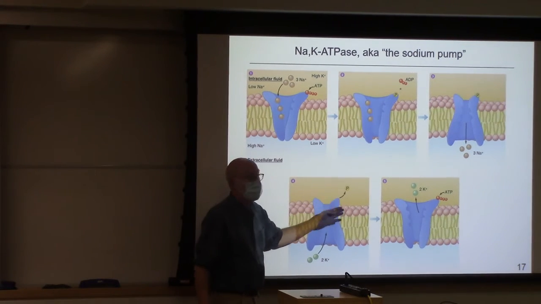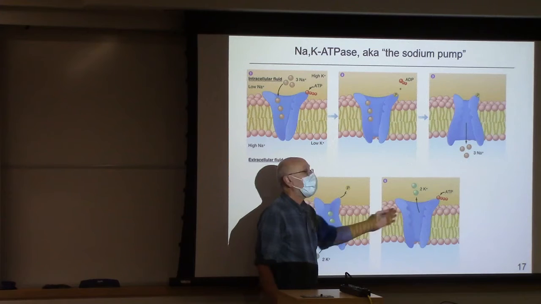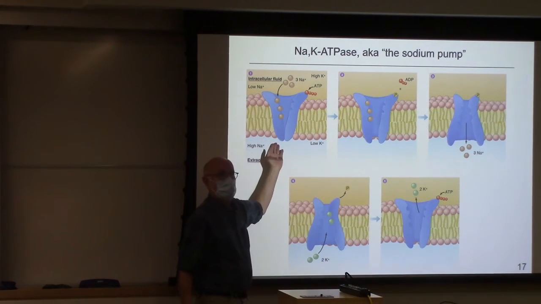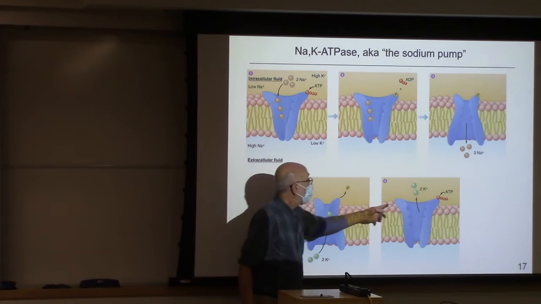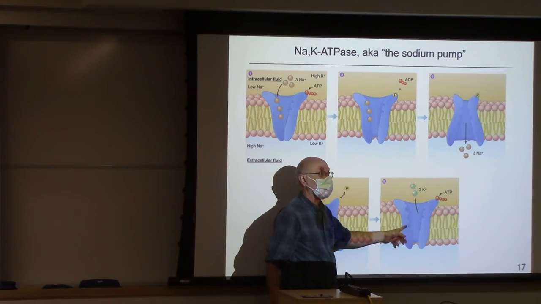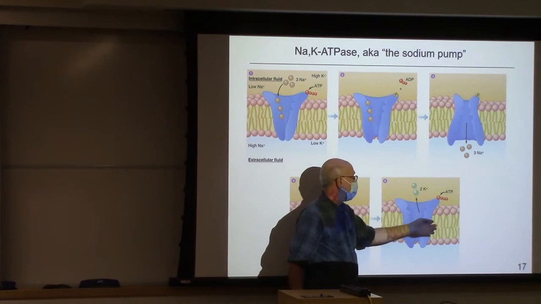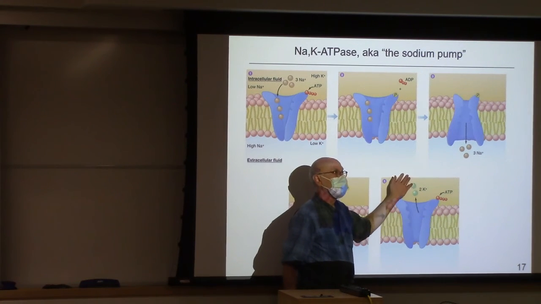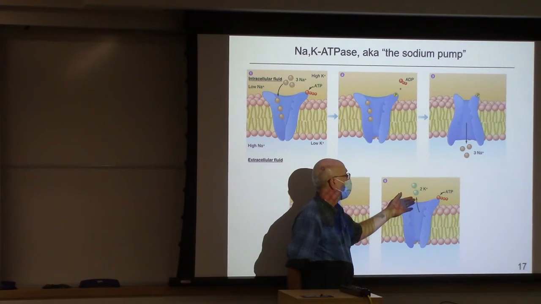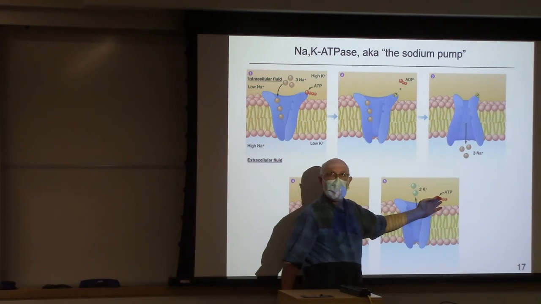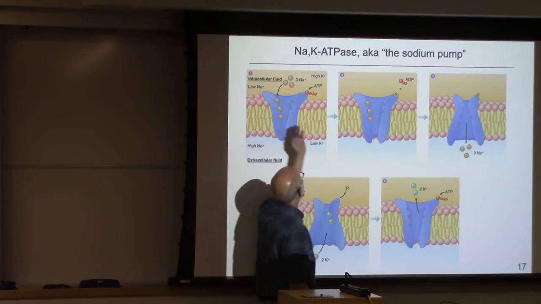Binding and dephosphorylation trigger another conformational change back to the original conformation. High affinity sodium binding sites, low affinity potassium binding sites. Potassium is released because the affinity is low to the inside. ATP binds because if the cell is healthy, there's lots of ATP. And we're back to where we started.